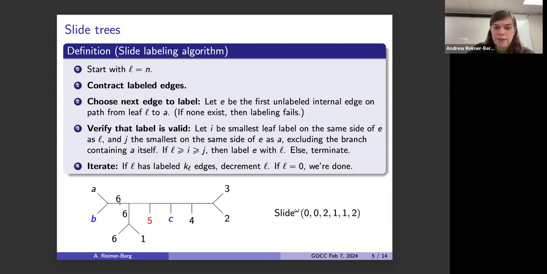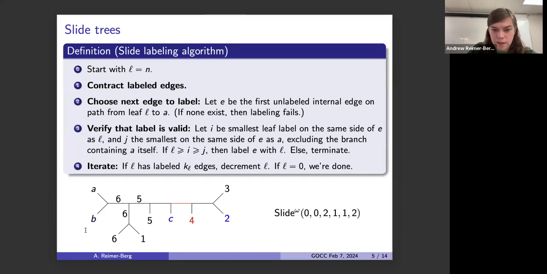And so really, we can think of this whole thing as one blob of a vertex that has 4 leaves jutting out from it, A, B, 6, and 1. And so when we exclude the branch containing A, we're just excluding A itself. And so B is then the smallest thing on that side. And so B is less than C is less than 5. We do that label. 5's done 1. That's all we need to do. And then it goes similarly.